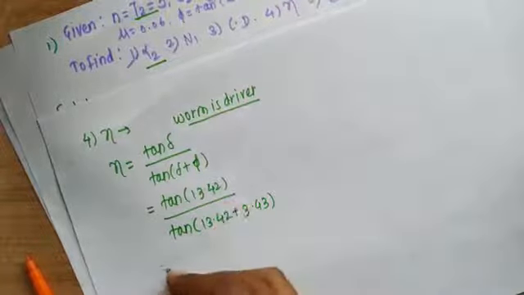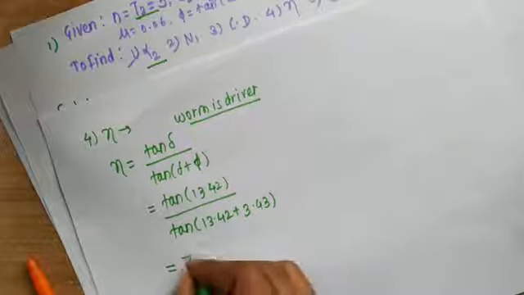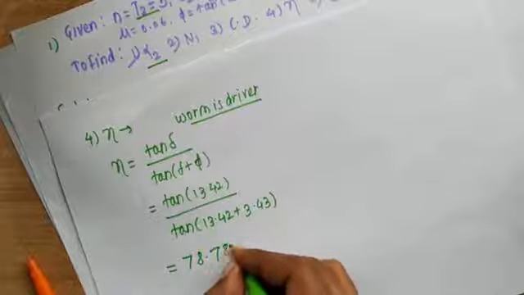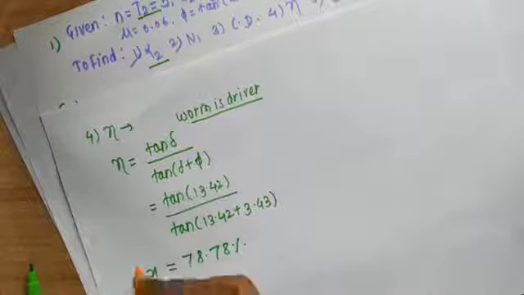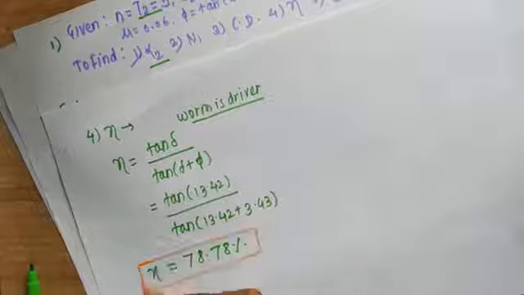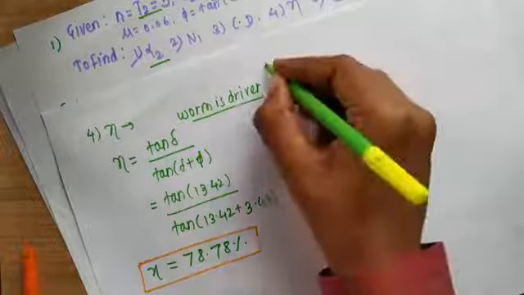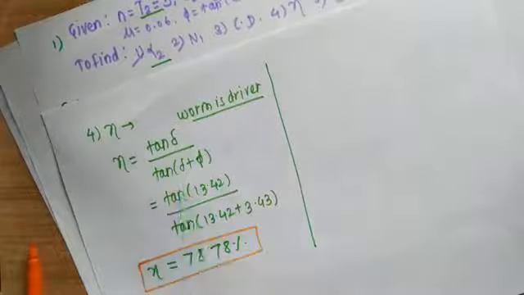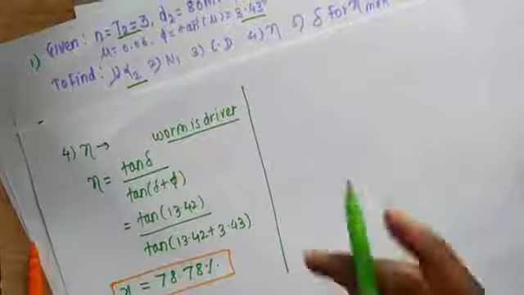So by calculating this, we will get the value of efficiency, and efficiency is equal to 78.78%. So again it is simple and straightforward. If you know the formula, we can solve this efficiency. So efficiency is 78.78. We just need to know the delta value and phi value. Both are known.